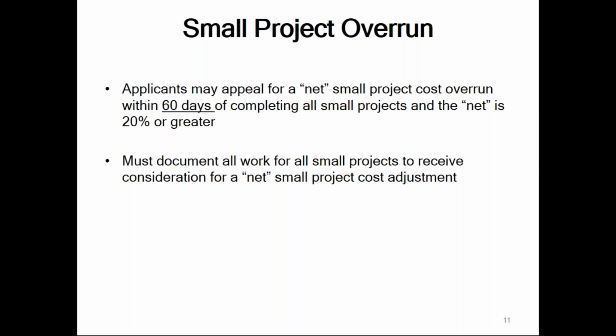If you incur additional cost for small projects, generally small projects are capped and there is no ability to obtain additional costs. But if there happens to be an error or omission, or it costs you a little bit more to fund your recovery efforts, you have the ability to do what we refer to as a net small project cost overrun, which essentially is an appeal to the grant. And you must notify us within 60 days of completing all small projects.